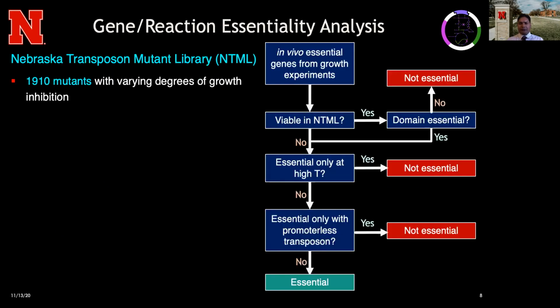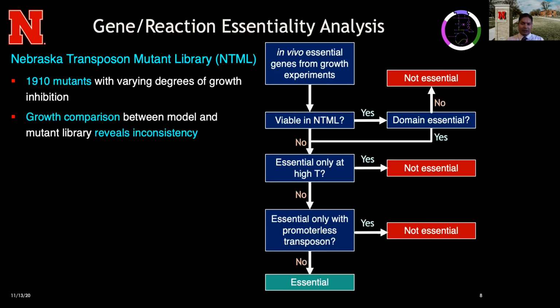The next step was to find the gene and reaction essentiality in the model and recapitulate that with the help of experimental data. The Nebraska Transposon Mutant Library, or NTML, consists of the phenotypic screens of about 1900 transposon mutants in Staphylococcus, which is a valuable resource for performing high-throughput phenotypic experiments. Our growth evolution experiment revealed varying degrees of growth inhibition of the NTML mutants compared to the wild-type strain, and also identified subtle disagreements in gene essentiality predictions with other studies.